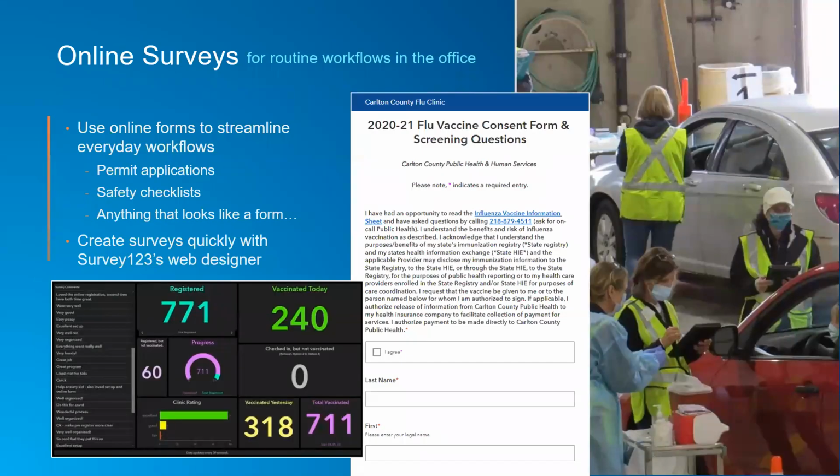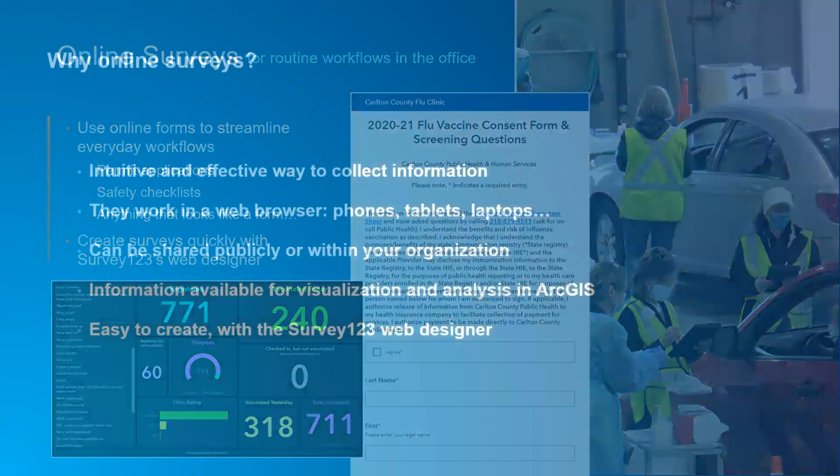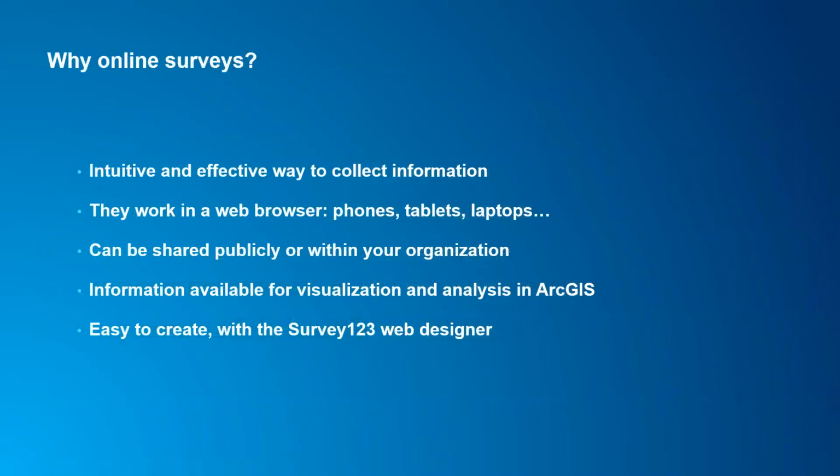Another example is used in the office for people to enter information that they take over the phone or something like that, and they're using a web browser to do it. You can quickly create these kinds of surveys with Survey 123's Web Designer. We're not going to talk about Web Designer in this session. It's really about a different way of designing that's a little more powerful. Online surveys are easy to do, you can do it on lots of platforms, easy to share, and easy to create with the Web Designer.